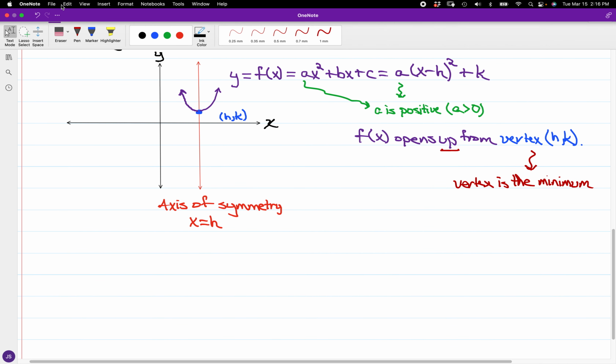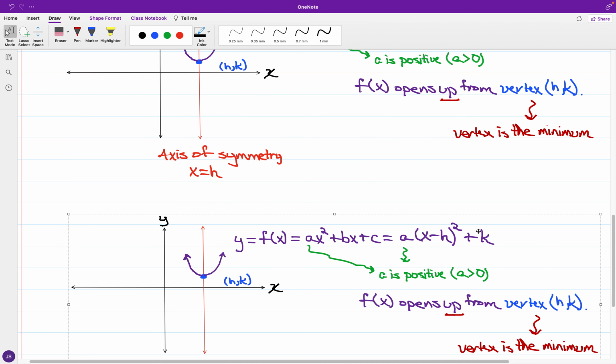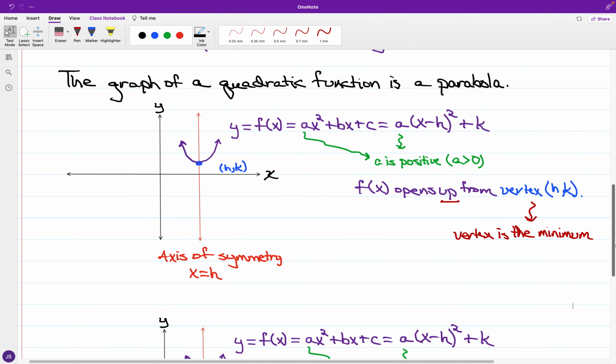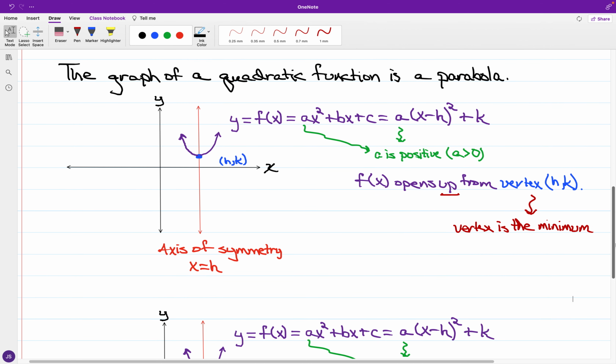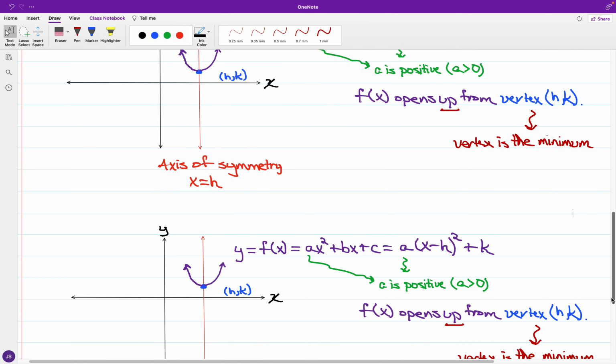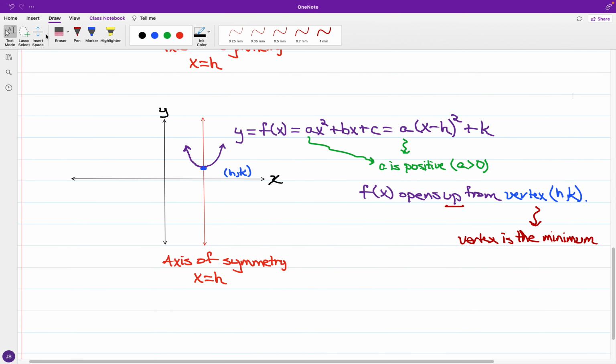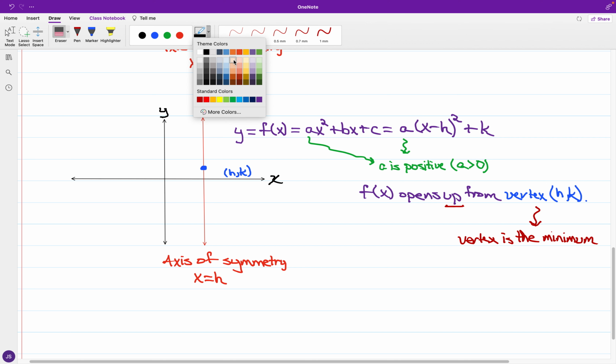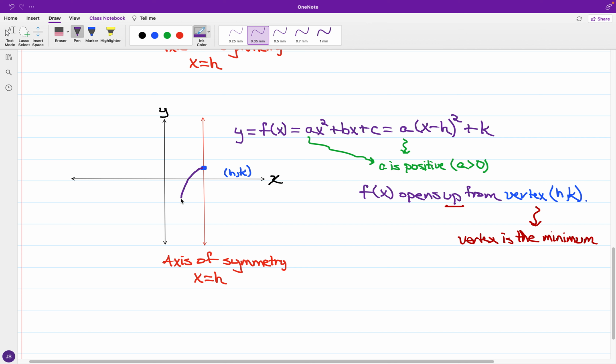So these are the foundational mechanics of the graph of a quadratic function as well as its features. Whenever the coefficient is positive, you have the graph opening up from the vertex, where the vertex in this case is going to be the minimum. And just taking what I have here and providing a modification, a lot of similar things.